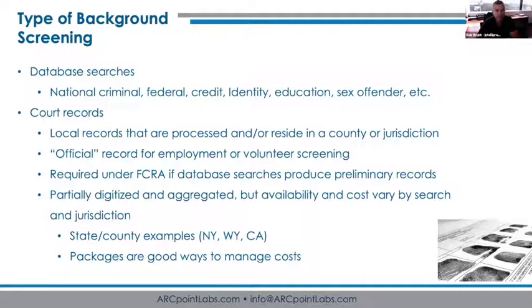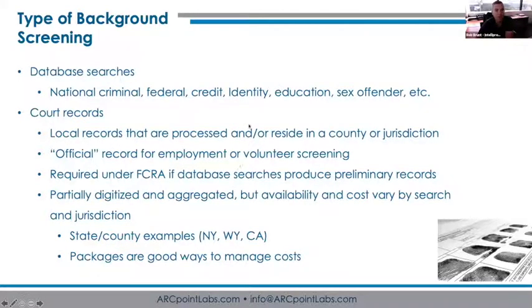If you really look at the vast majority of crimes that are prosecuted, they're typically at the local or jurisdictional level. If somebody gets pulled over for a DUI, it's typically dealt with in the county where they were arrested and where it occurred.